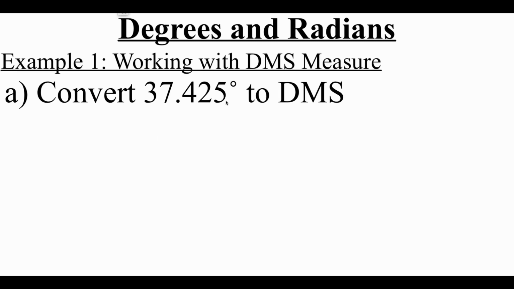So in this first example, what we're going to look at doing is taking something that's written in what's called decimal degree form, and we're going to convert that into degrees, minutes, and seconds. So what we're going to look at first is the whole number of degrees that we're seeing. And here we've got 37 degrees, and we're going to leave that alone for right now. Now what we're going to do next is take that 0.425 degrees, and we're going to convert that into minutes. And we have to remember that there are 60 minutes in 1 degree.